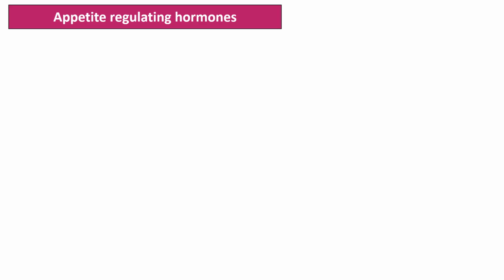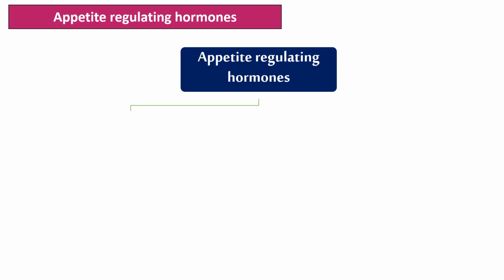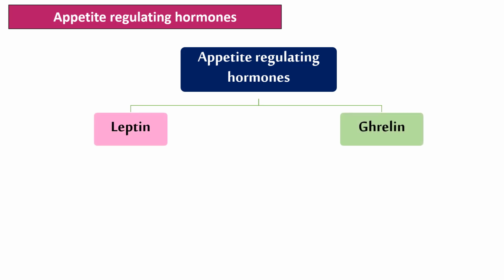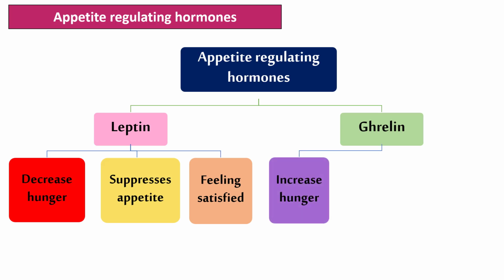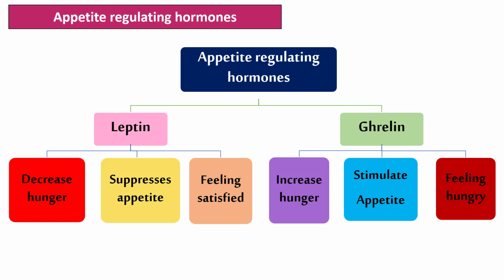Let's recall from last lesson. We explained last time that we have two types of appetite regulating hormones, which are the appetite stimulating hormones and the appetite inhibiting or appetite suppressant hormones. An example of these hormones are leptin and ghrelin, which we are going to explain today. Leptin decreases hunger since it suppresses appetite, and this may cause us to feel satisfied or full. Whereas ghrelin increases hunger since it stimulates appetite, and this causes us to feel hungry and increase our food intake.